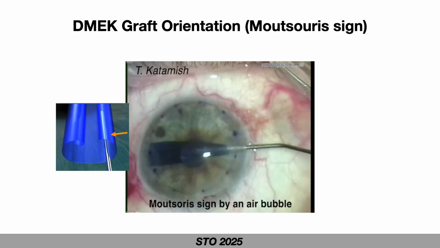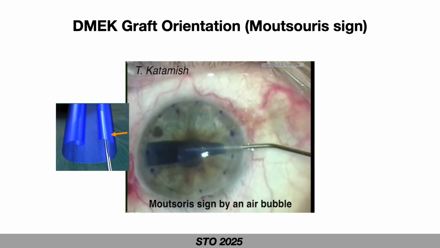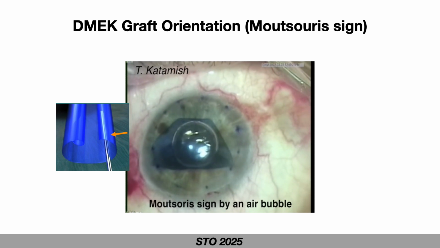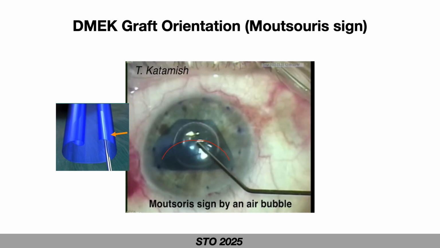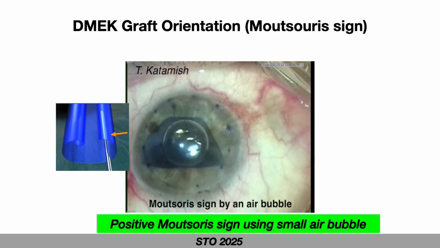You can use air instead of a spatula. If you inject a small bubble of air in your DMEK roll and you use this bubble as if it is a spatula, you will find here that the DMEK roll, the DMEK fold, is coming over the air. So this is an indirect evidence that this is a positive Moutsouris sign. You see, the DMEK roll is above the air. So I call this positive Moutsouris sign using a small air bubble.